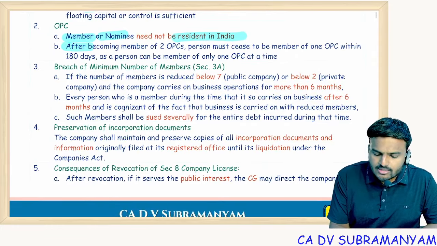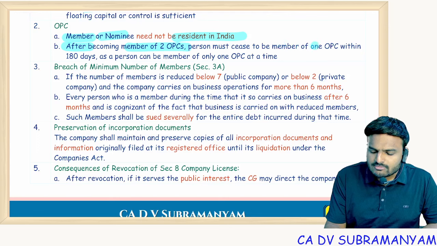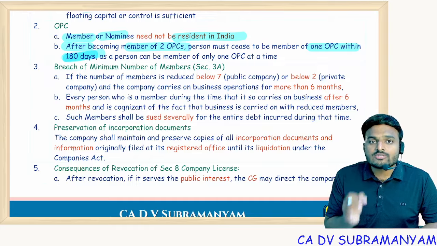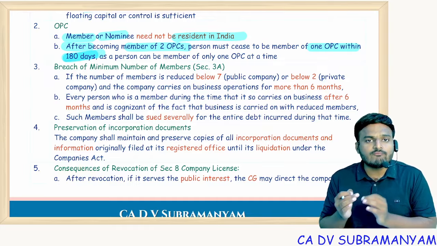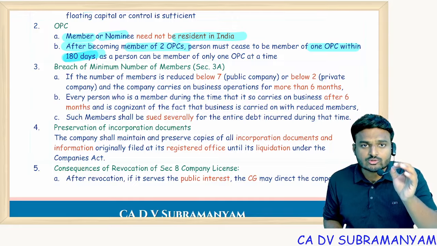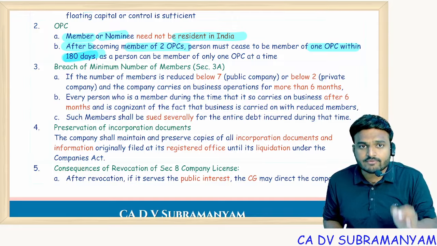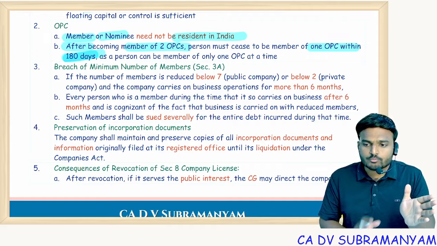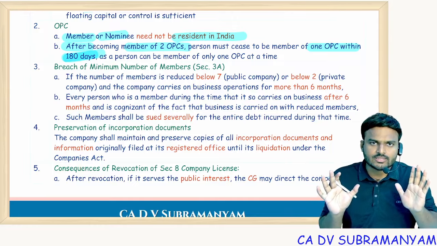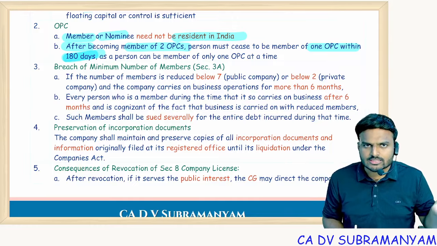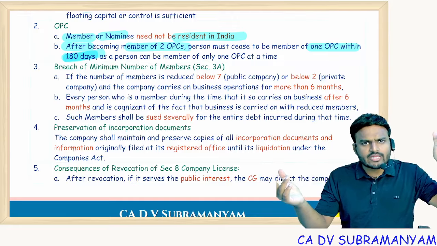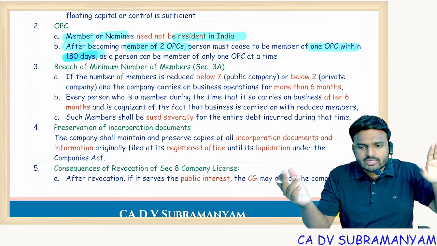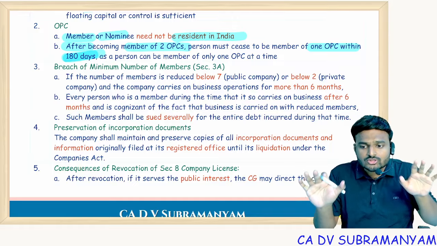If a person becomes a member of two OPCs, then the person must decide within 180 days which OPC to continue with. That means he should come out of one OPC. 180 days is the corrective action time period. Within 180 days, he needs to decide whether to continue with the first OPC or the second OPC. Getting my point, everyone? See, I'm a nominee in one OPC, member in one OPC. That fellow died. Because I'm a nominee, I become a member in that OPC also. So within 180 days, I should take corrective action. I should come out of one OPC.